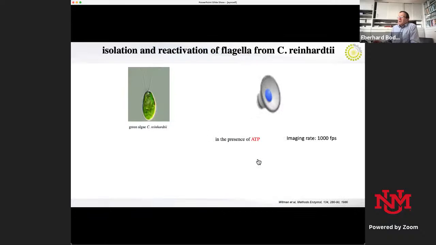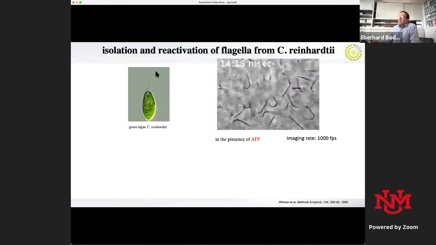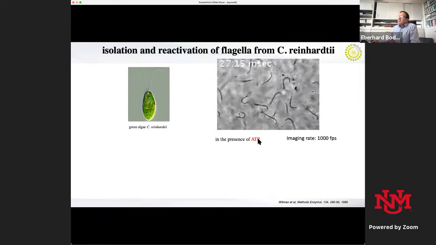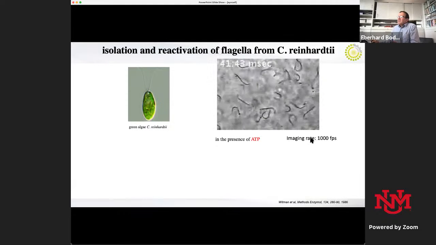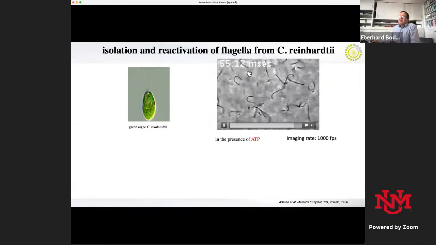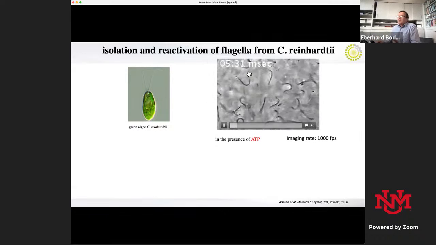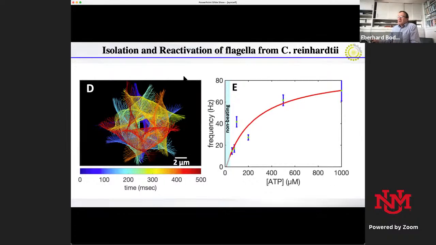And so when you look at that, what you do is you take this green algae, you cut off one of these little arms, you demembrane them, you put in ATP, you put in a reconstitution system for ATP, and then they just keep beating. You can see the imaging rate here is 1,000 frames per second. And over here, you see the time, they're actually beating much, much faster than the reconstituted ones that we were building before, the synthonemes.